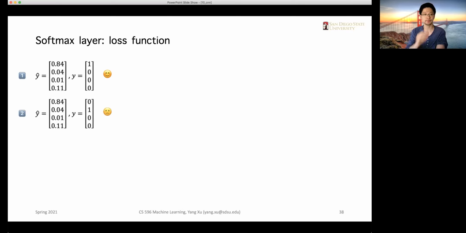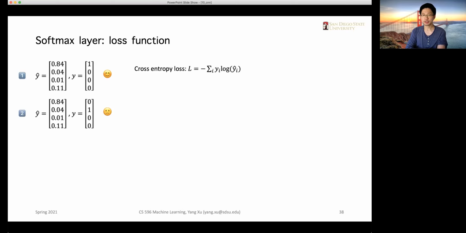To the correct prediction. Otherwise, if the ground truth is the second category, which is maybe a cat, right? So we're unhappy about this. So we're going to compute the loss function so that the loss will give penalty to the bad predictions and encourage the good predictions. All right, so how we're going to do this is to use the term cross entropy loss.